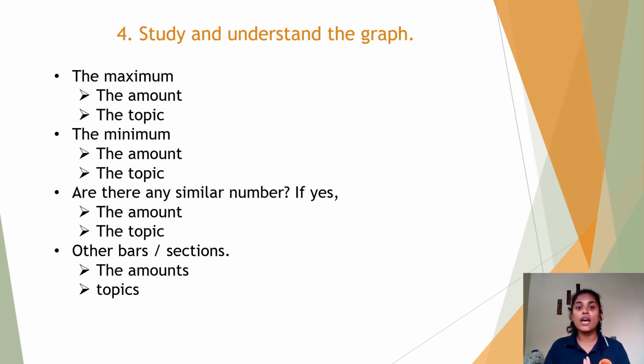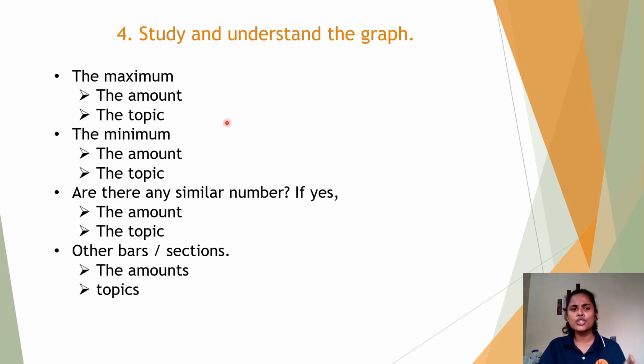So we should first understand the graph by studying it well. For that, we have to know the maximum amount, the minimum amount, and we have to know about the topic and the amount separately. If you remember the last pie chart, the pie chart on smartphone usage, the maximum was spent on games, right? It was 35%. So we should know that the maximum time was spent on games, and the time was 35%. Actually, we cannot use the word around because it is given exactly as 35%. So sorry about that. The maximum amount is 35% and the topic is games.